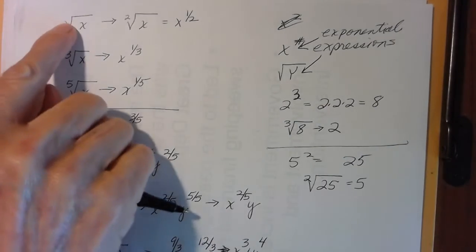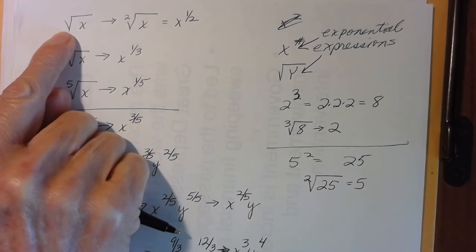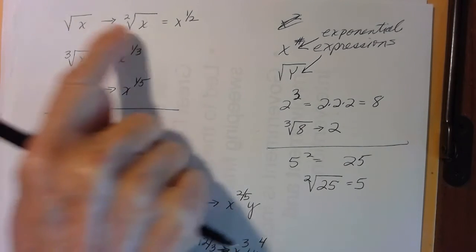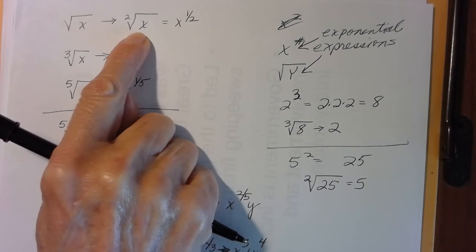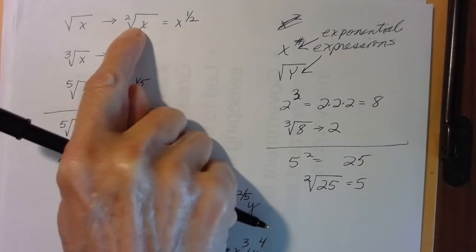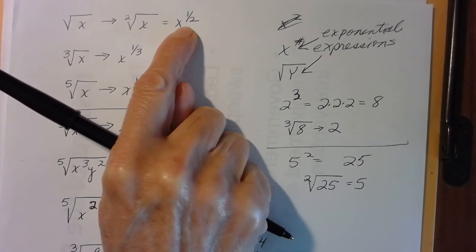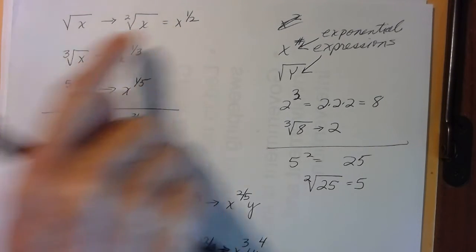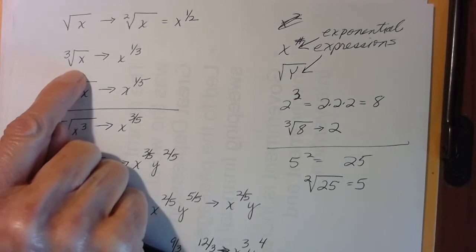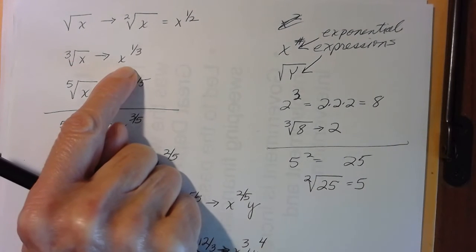And so that's kind of what I was talking up here, is that when we have the square root of x, that's assumed the second root of x. Well, that can also be communicated as a fractional exponent. Same thing here. If you have the cube root of x, that can be written as x to the 1/3.